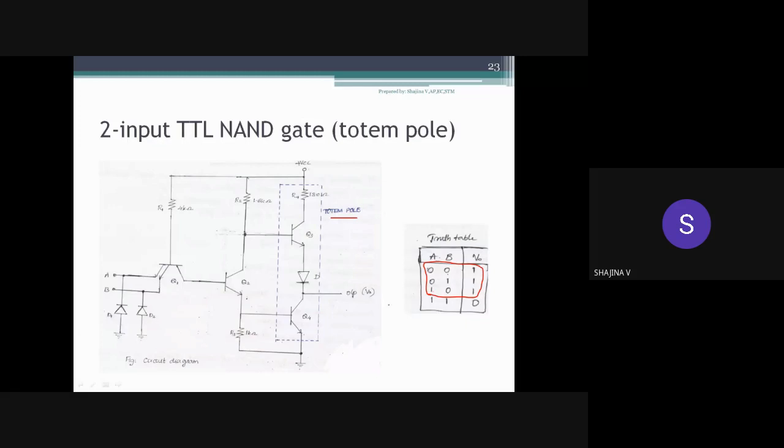Okay, so first we are considering this condition, that last condition, the only condition where we get 0, right? So first I am considering when both A and B are equal to 1. Assume that A equal to 1 and B equal to 1. That is, we can say logic high value. For example, ideally, I can say 5 volt.